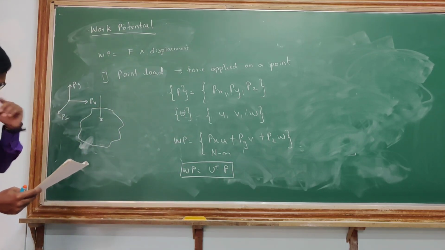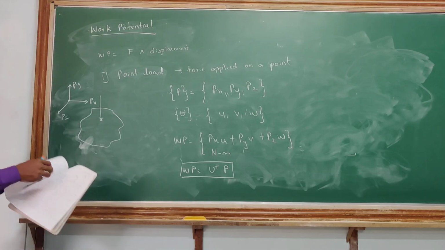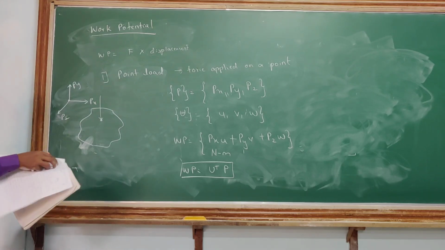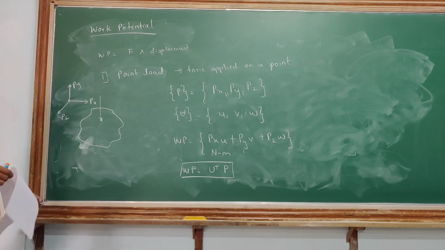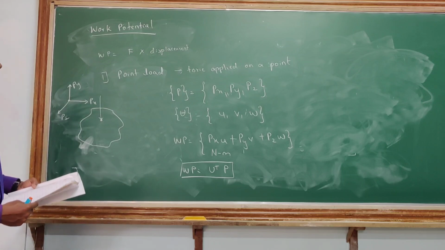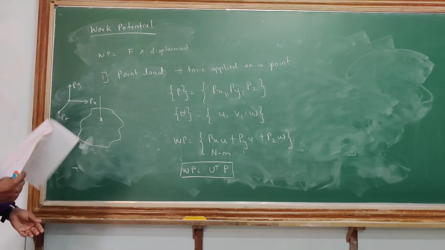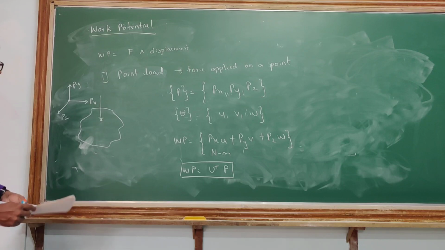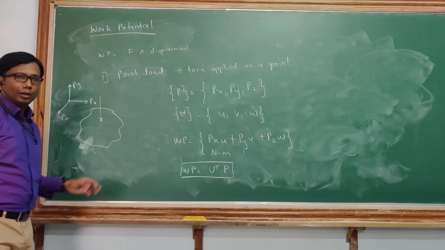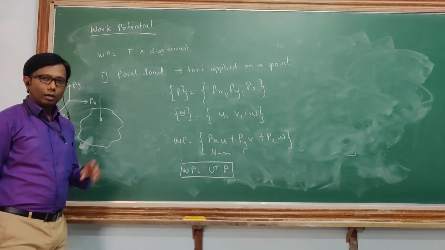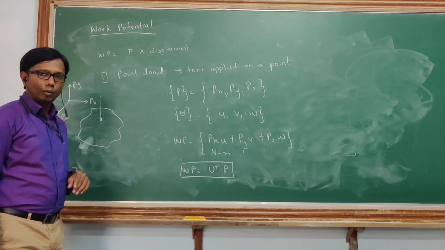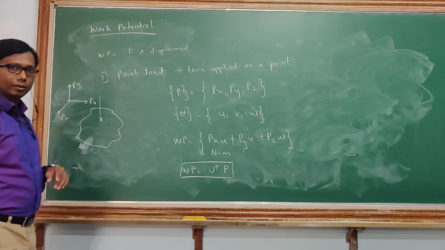So this is how we will be writing the work potentials for all the three different loads, that is surface force, body force and point load. So this is how we need to calculate the work potentials. In the next class we will be using these basic equations to solve practical problems. We will solve the spring problems.